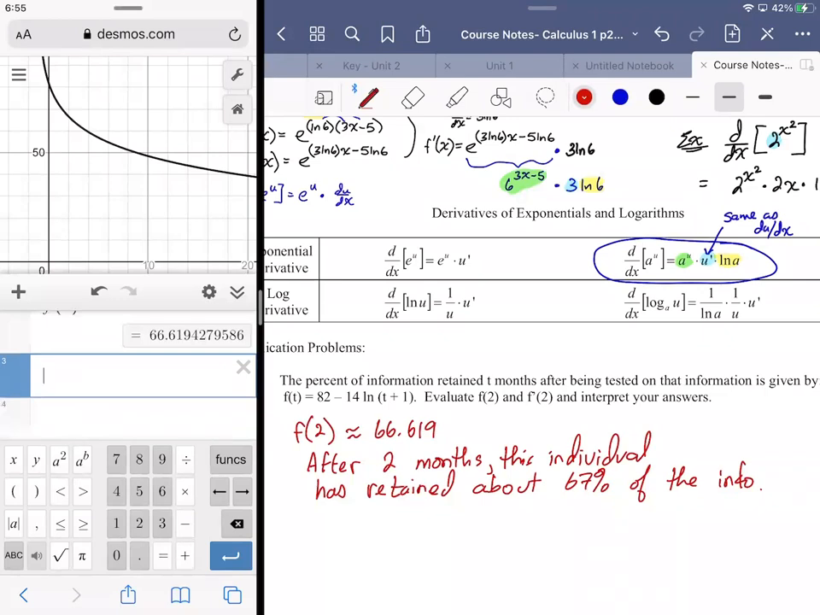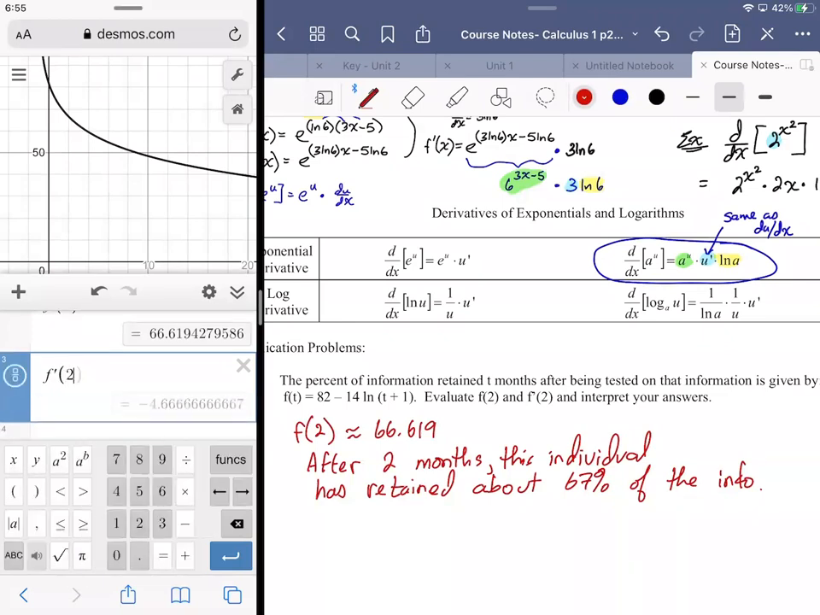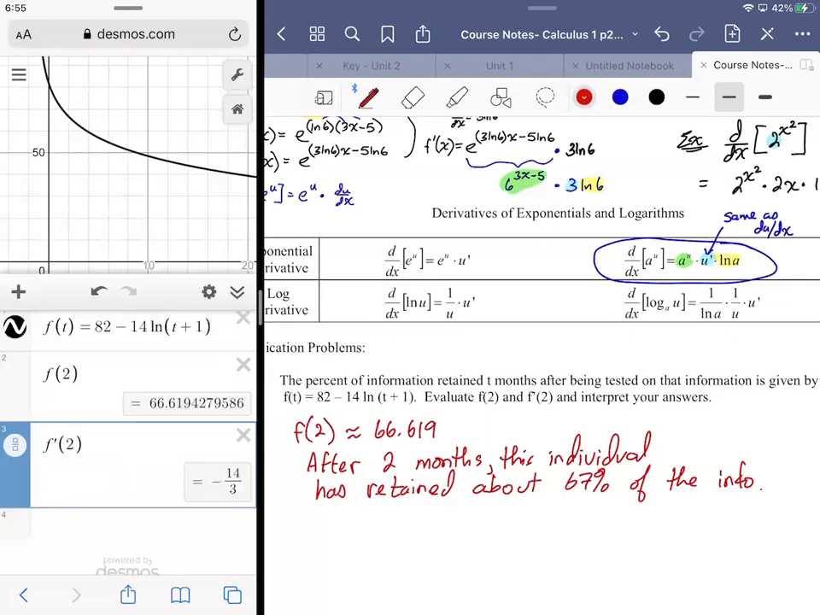F prime, this is really why we're here. F prime of 2 is -4 2/3. I can make this a fraction just so it's easier to write. So f prime of 2 is -14/3, or you could say -4.6 repeated, or you could round it to 3 significant figures either way. But the interpretation is what matters. So after 2 months, this individual is losing about 4 to 5% of the information.